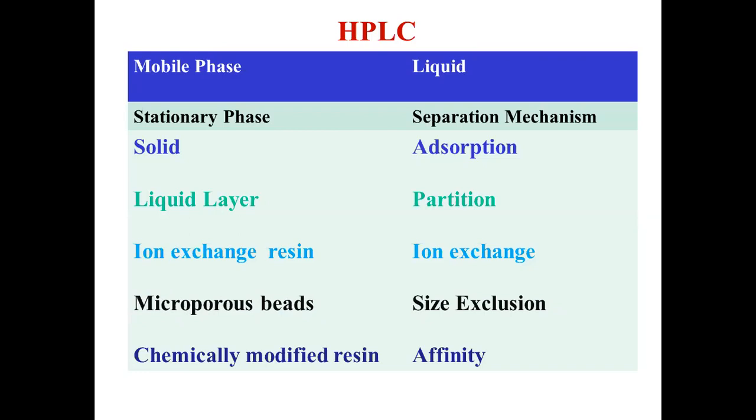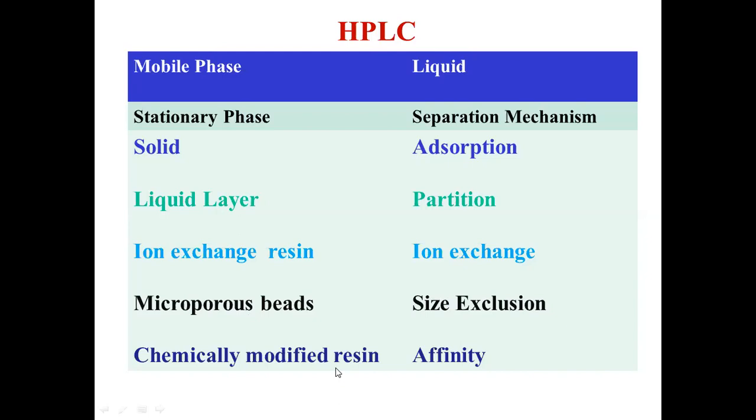All the solute molecules which are larger in size can be removed by a simple sieving process, and the same mechanism can be expected in size exclusion chromatography. So the size exclusion chromatographic technique utilizes a microporous bead as a stationary phase, in which the separation mechanism will be the size exclusion principle.